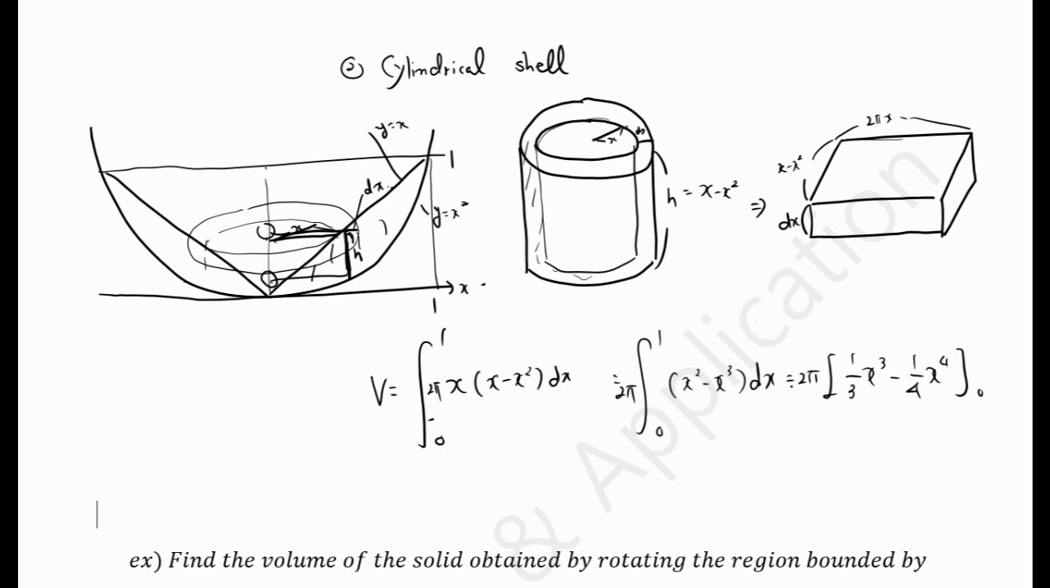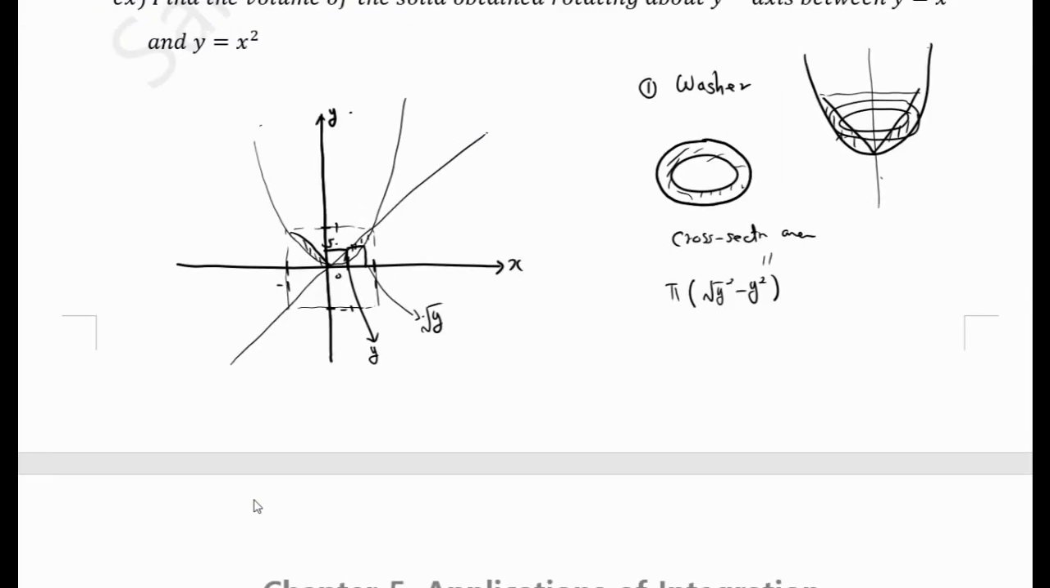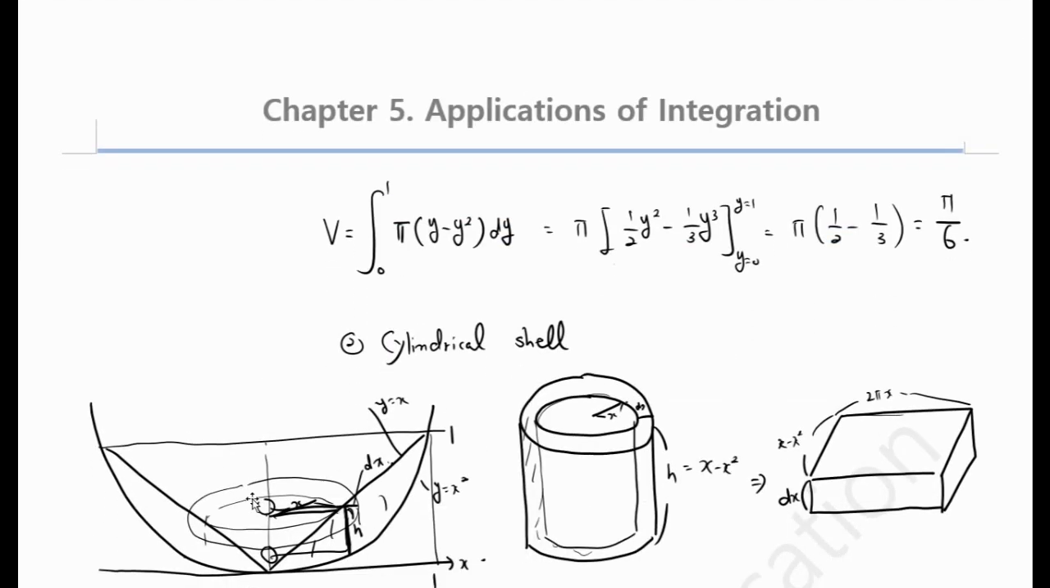So this is 2 pi, times 1 over 3 minus 1 over 4, which is 2 pi times 1 over 12, and this is pi over 6. So the result is the same, using both the washer method and the cylindrical shell method.